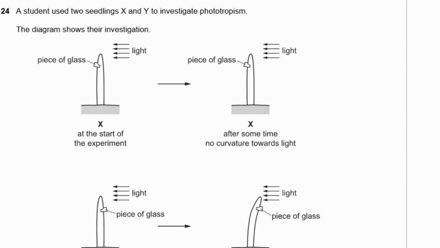Question 24. A student used two seedlings, X and Y, to investigate phototropism. The diagram shows their investigation. So what you'd expect with phototropism is obviously the seedling should bend towards the light. So if at the start of the experiment for X, a piece of glass was put in at the very beginning, nothing happens because it's the very beginning, the light is coming from the right-hand side. But over time, the piece of glass was on the left-hand side and the light was on the right-hand side. There's no curvature towards the light.